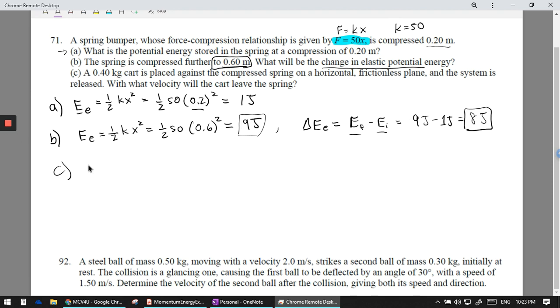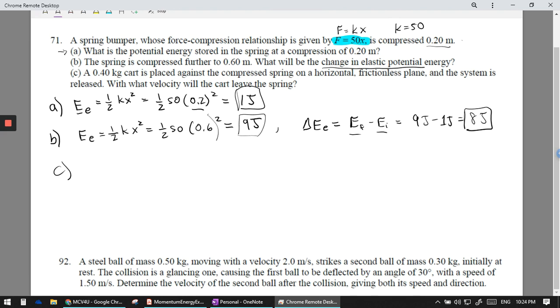Okay, so we fixed that up. Sorry about that. I read that wrong. The spring is compressed further to 0.6. I completely read that backwards. So let's recap what happened here. They compressed the spring to 0.2, and then they compressed it to 0.6. So at 0.2, it had 1 joule of energy stored in it. At 0.6, it had 9 joules of energy stored in it. And now the change in energy is 9 minus 1, or 8.